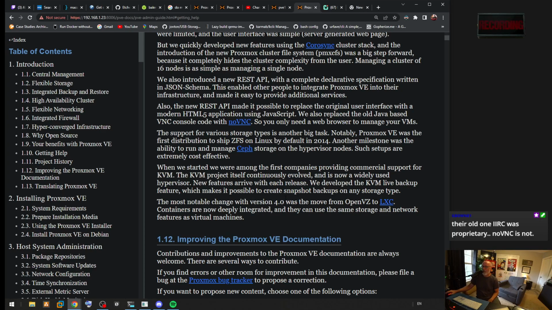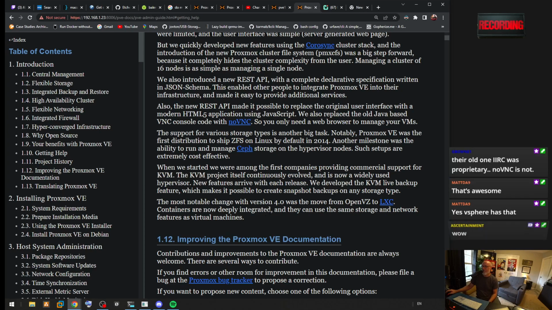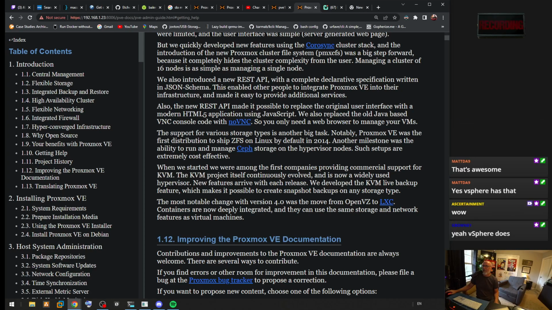The most notable change with version 4.0 was the move from OpenVZ to LXC. Containers are now deeply integrated, and they can use the same storage and network features as virtual machines. vSphere has that. So you can actually use containers on this. And then you're asking yourself, well, what do I need Kubernetes for? And the answer is, I don't know.